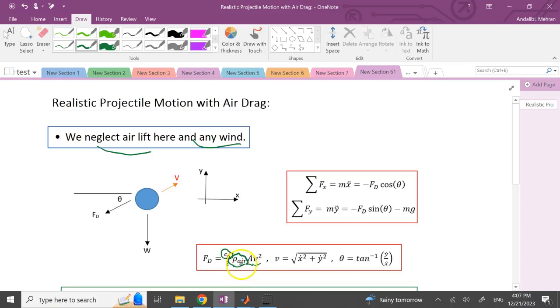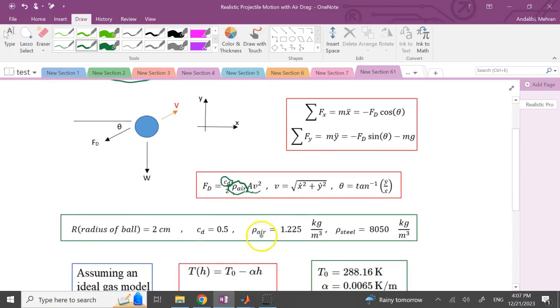So in the class, typically I ask the students to use a constant number for CD and a constant number for rho of air. Like I asked them to use 1.225 kilogram per meter cubed for rho of air, which is at 0 elevation from the sea and at a temperature of 0 degrees Celsius. And for drag coefficient, I asked them to use 0.5. Okay, so I asked them to make life easy.